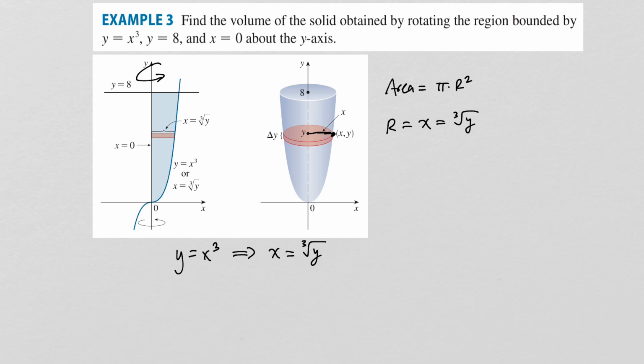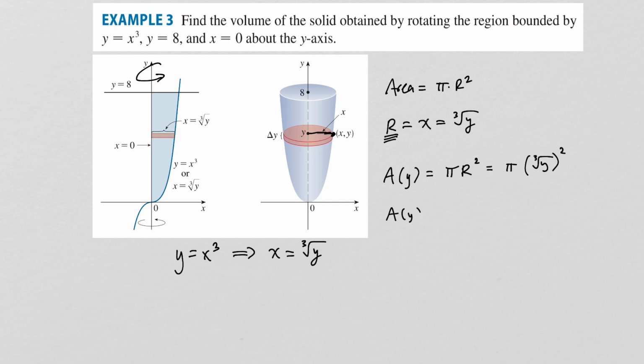Now, I'll just pause for a second here and say that finding r is the most challenging part of these problems. Once you have r, you pretty much have the problem solved. So once we have that r value, the cross-sectional area, which is a function of y, is going to be pi times r squared. In this case, that is pi times the cube root of y, quantity squared.